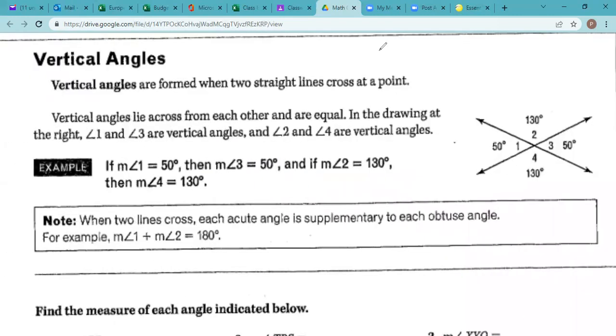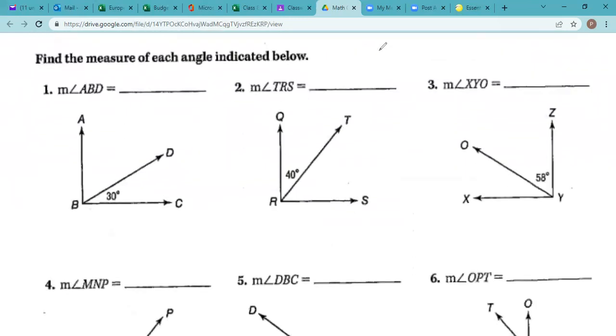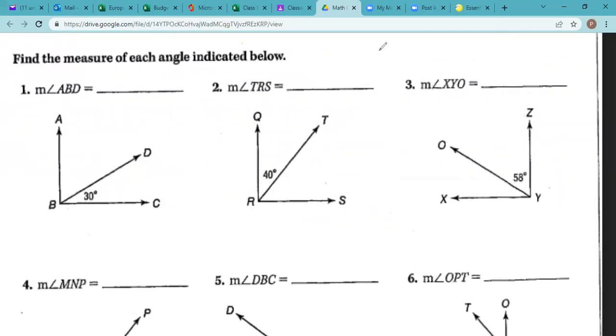All right. Let's go down here and get a little bit of practice. We're going to go ahead and take a look at number 3. Okay, this is backwards, but this is a complementary angle. And remember that a complementary angle is based off of a right angle, and a right angle is always 90 degrees. Now, you already know what angle OYZ is, right?